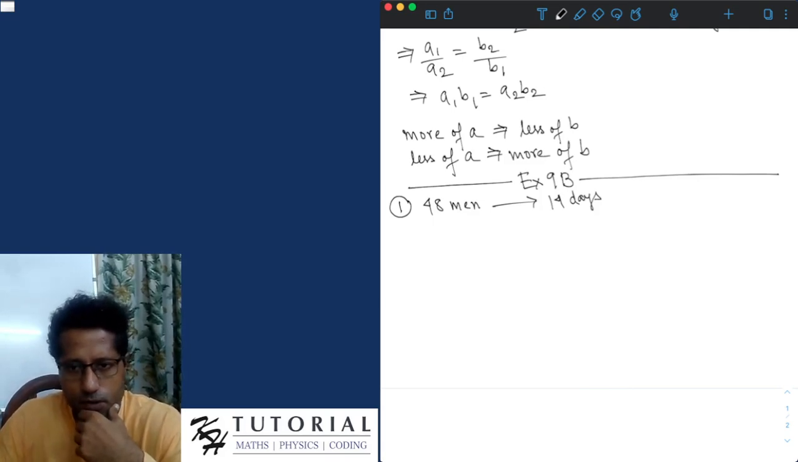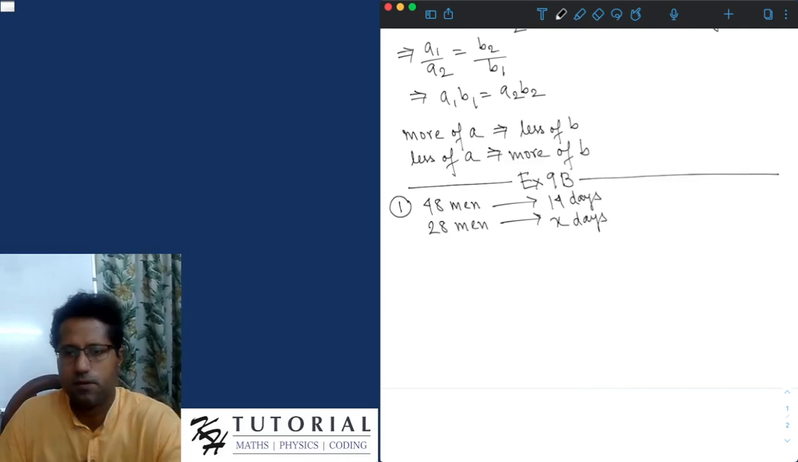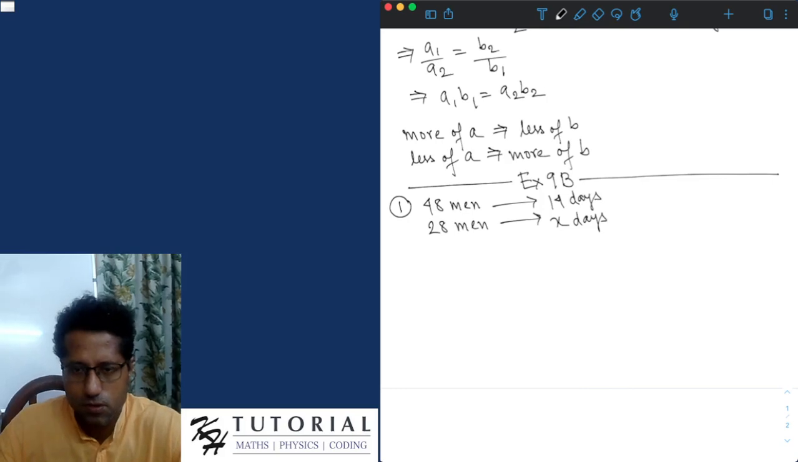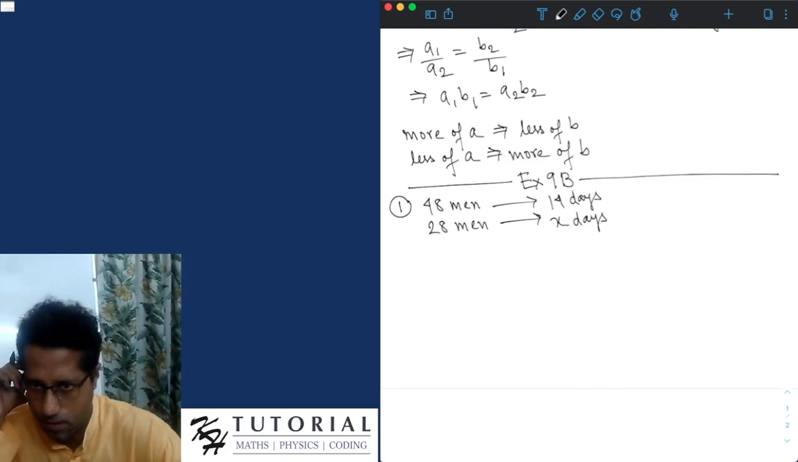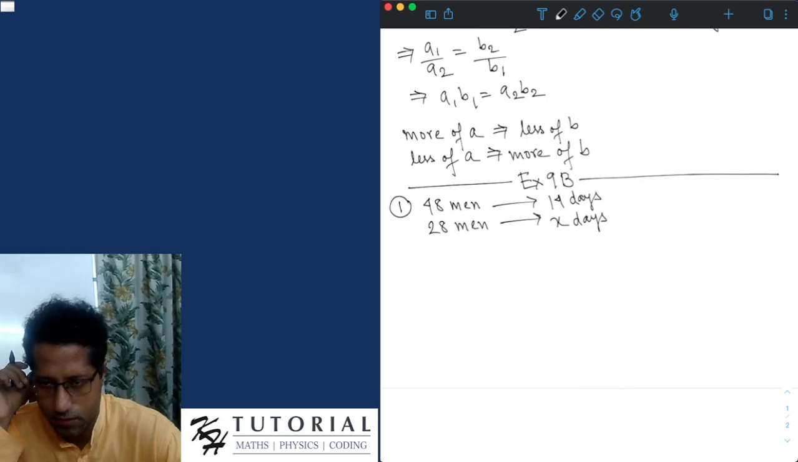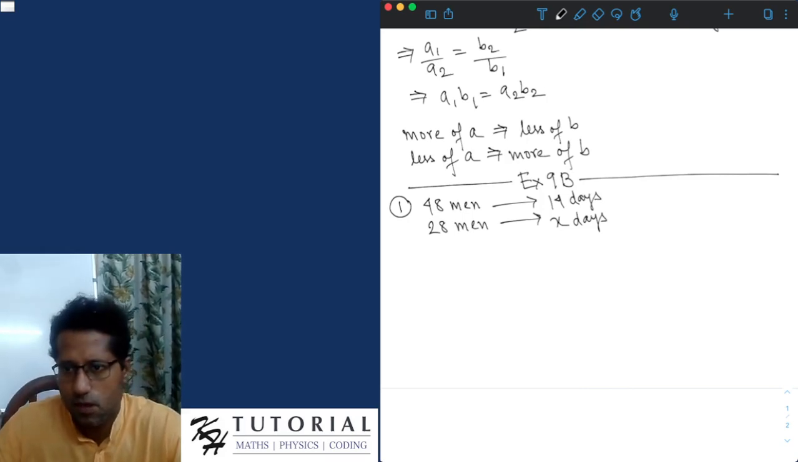So let's say 28 men will take X days to dig the similar trench. So we have two values. You can consider the number of men as the quantity A, and the number of days to dig the trench as the quantity B. So over here you have the values of the quantity A and B.